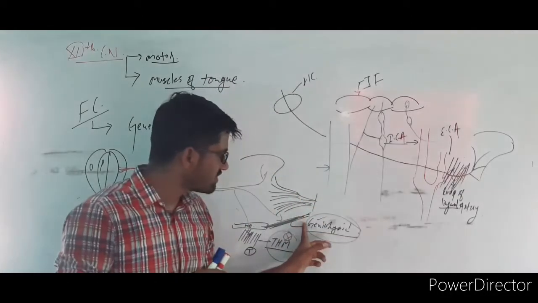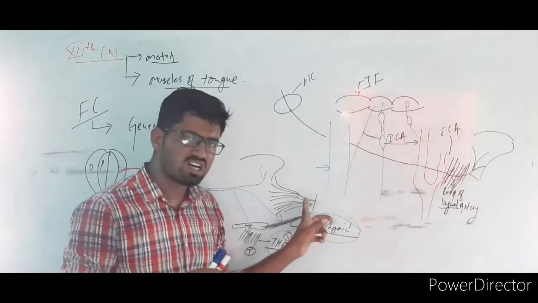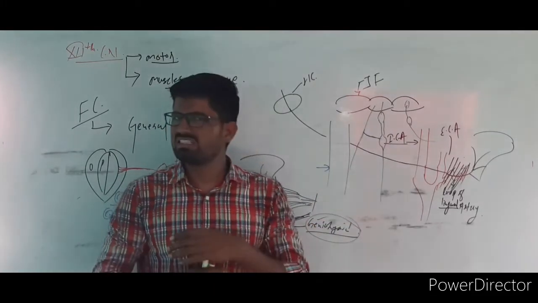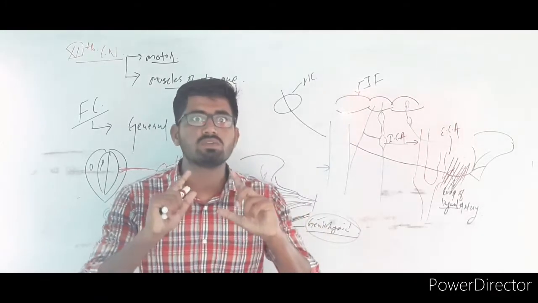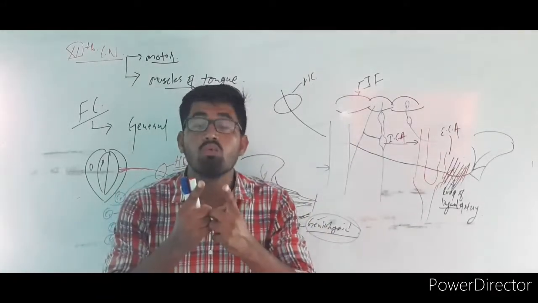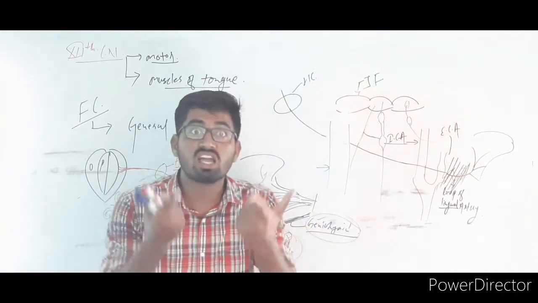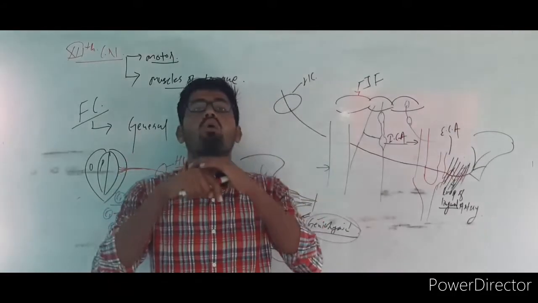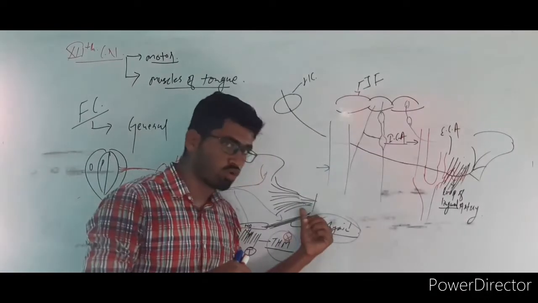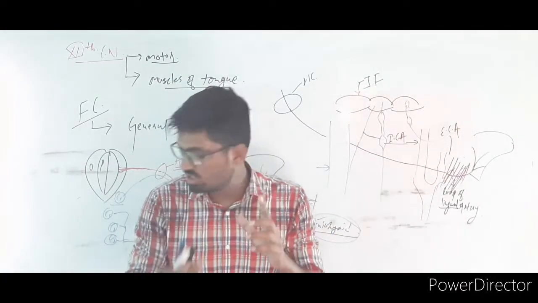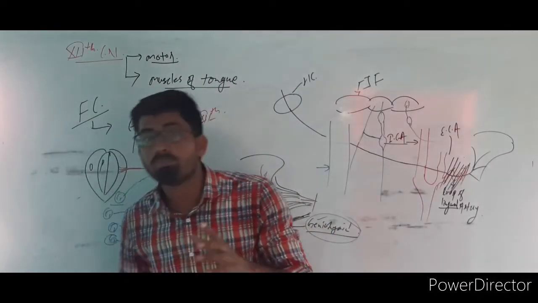See, the genioglossus is the safety muscle of the tongue. Why is it the safety muscle of the tongue? Because this is the only muscle responsible for the protrusion of the tongue. What will happen if there is no genioglossus? The tongue will fall down into the oropharynx. Am I right? Yes. So this is the genioglossus, and it is responsible for the protrusion.